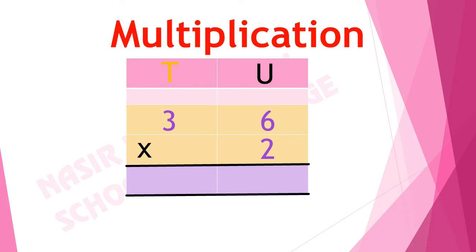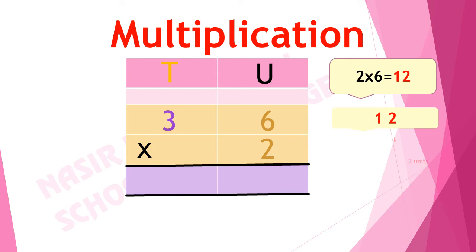We start from units. We will multiply 2 with 6. 2 into 6 we get 12. In 12 there are 2 units and 1 ten. We will write 2 in units column and we will carry forward 1 to tens.